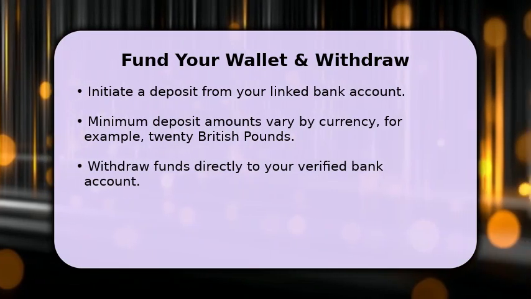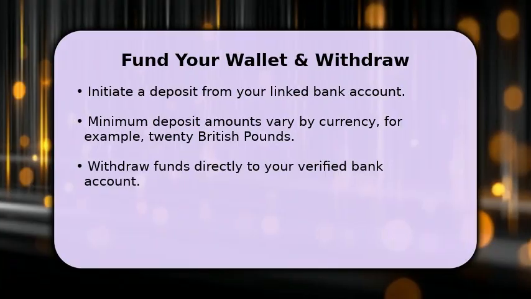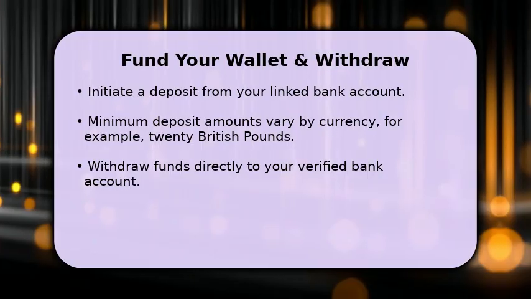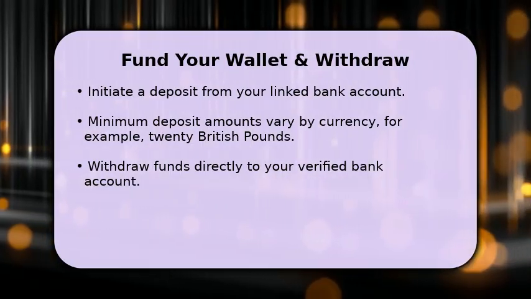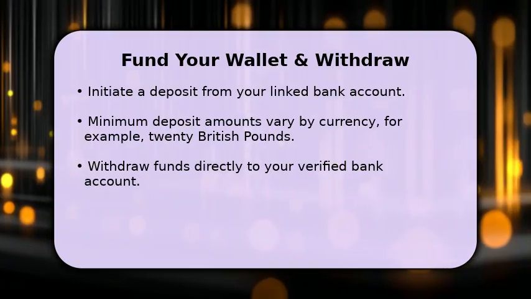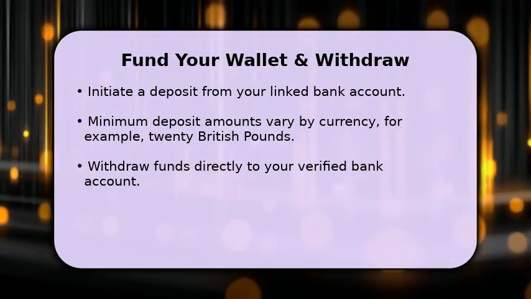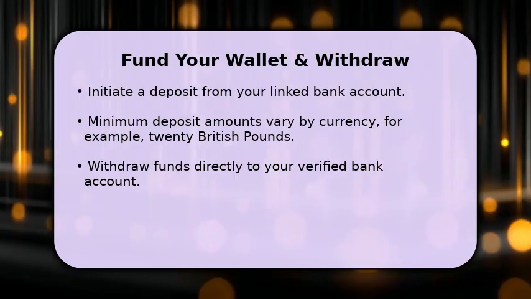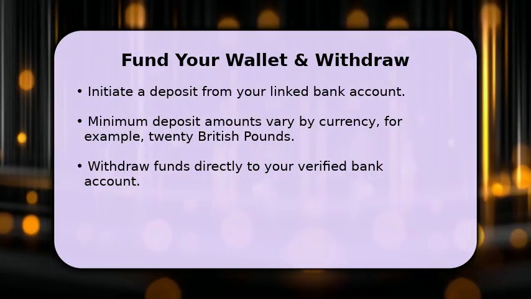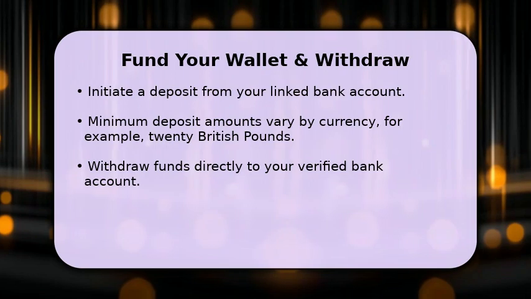Once your bank account is linked and verified, you can easily deposit funds into your Crypto.com Fiat Wallet. Simply initiate a transfer from your bank using the provided details. Minimum deposit amounts can vary, for instance, 20 British pounds. When you're ready to withdraw, select your linked bank account, enter the desired amount, and confirm. Withdrawals typically process within 1 to 3 business days.